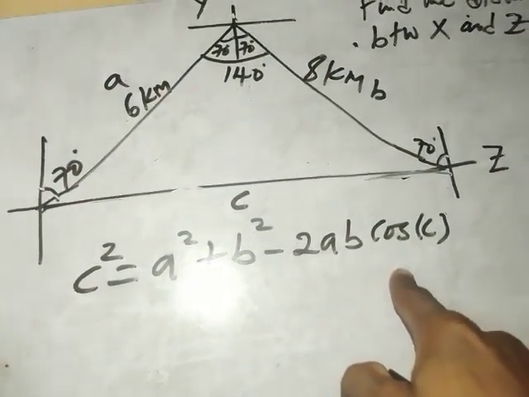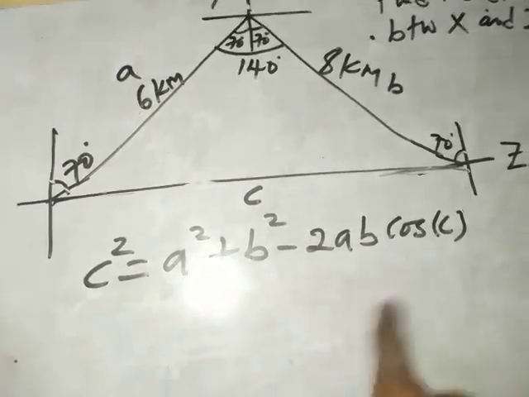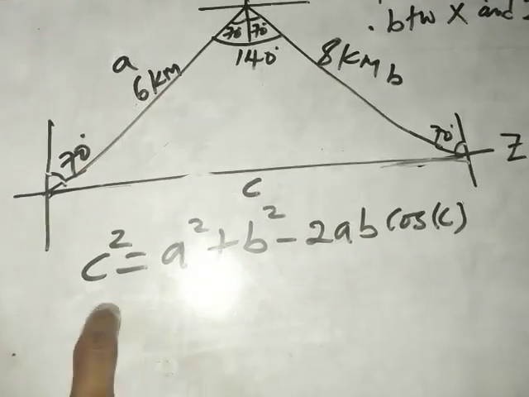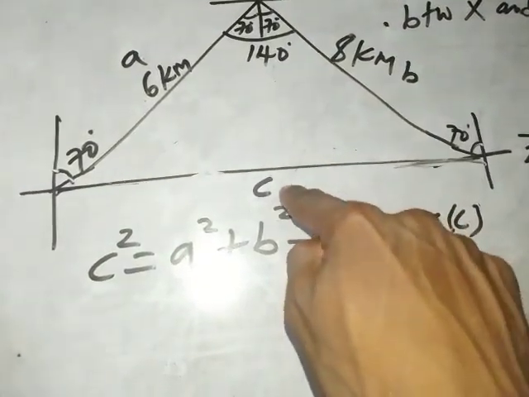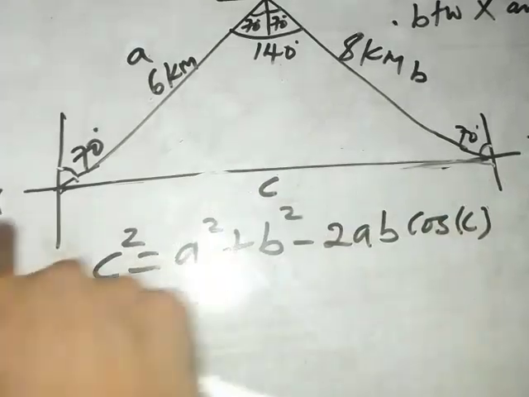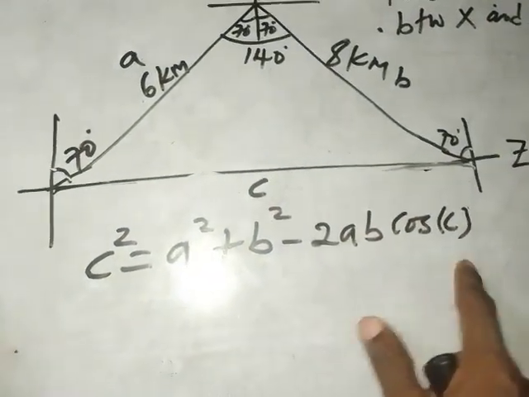I'm coming to the sine rule, but let us concentrate on the cosine rule. So this is the formula that you are going to use to find this other side, which is C. Please don't be confused. This C is not among this formula. It is separate. It's the distance between X and Y.